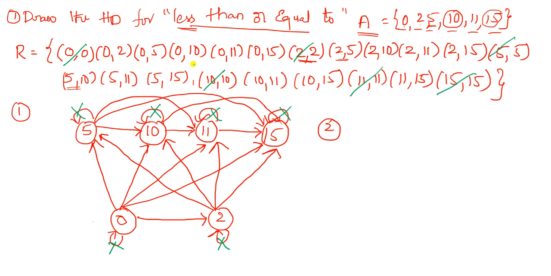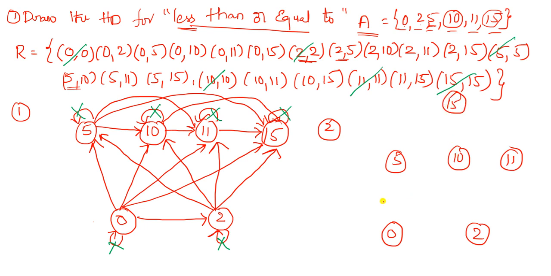Now we have the relation, this one clear. Just remove all the elements. After removing, what we get: 0, 2, 5, 10, 11, and just draw here 15, okay. So after removing the loops, we have existing 0 to 5 and 0 to 10 and 0 to 11, and next 0 to 15 is there, right.